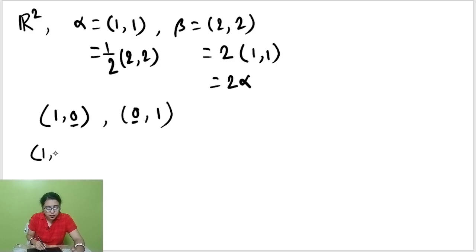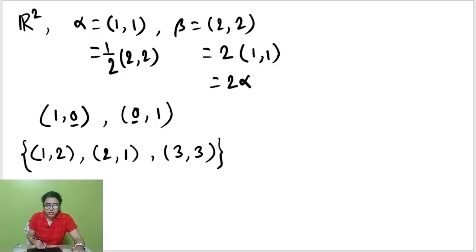Let us take this set. Now for this set also you can see that the third vector I can write down easily in terms of the first two vectors. And therefore this set is also not a linearly independent set.